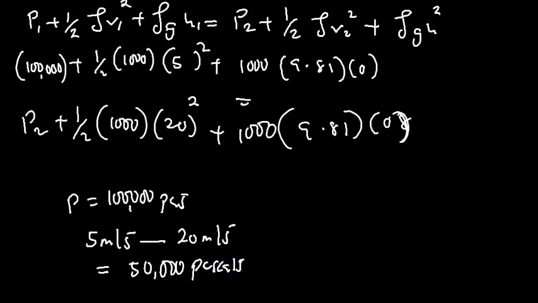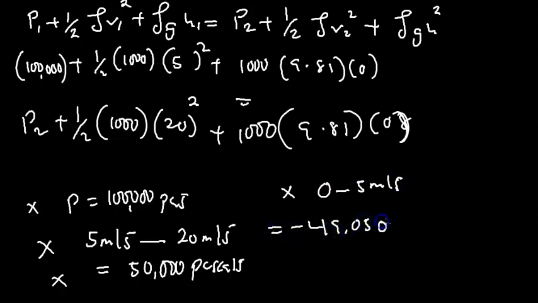So the last thing you need to do at this point is to subtract the change in pressure due to the increase in height. Let's say this is the first step, and this is the second. Due to the increase in height, from 0 to 5 meters, your answer is simply going to be negative 49,050 pascals.